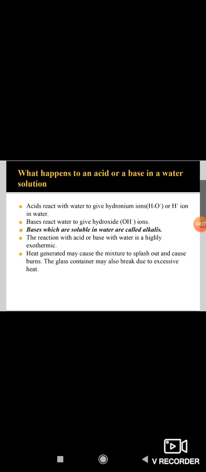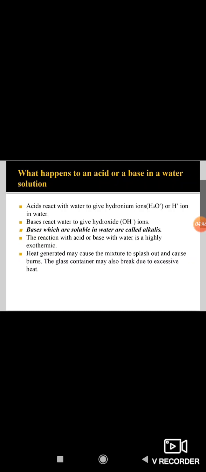The same experiment is performed with glucose solution and alcohol solution. So what do you have to observe? We observe that the bulb glows in the hydrochloric acid solution but does not glow in the glucose solution.